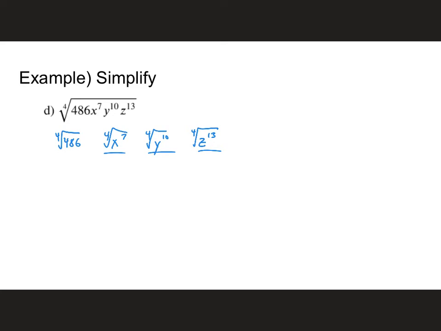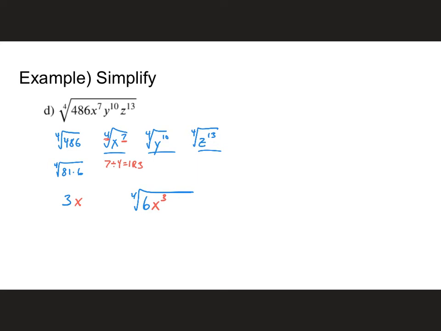So let's see. The fourth root of 486. That is like the fourth root of 81 times 6, because 81 times 6 is 486. The fourth root of 81 is 3. And I'd have a 6 left underneath the fourth root. See how I did that? The next one, 7 divided by 4. That's 1 with a remainder of 3. That means that it's going to be x, and then I'll have x to the third left underneath of the radical because it's a remainder of 3.